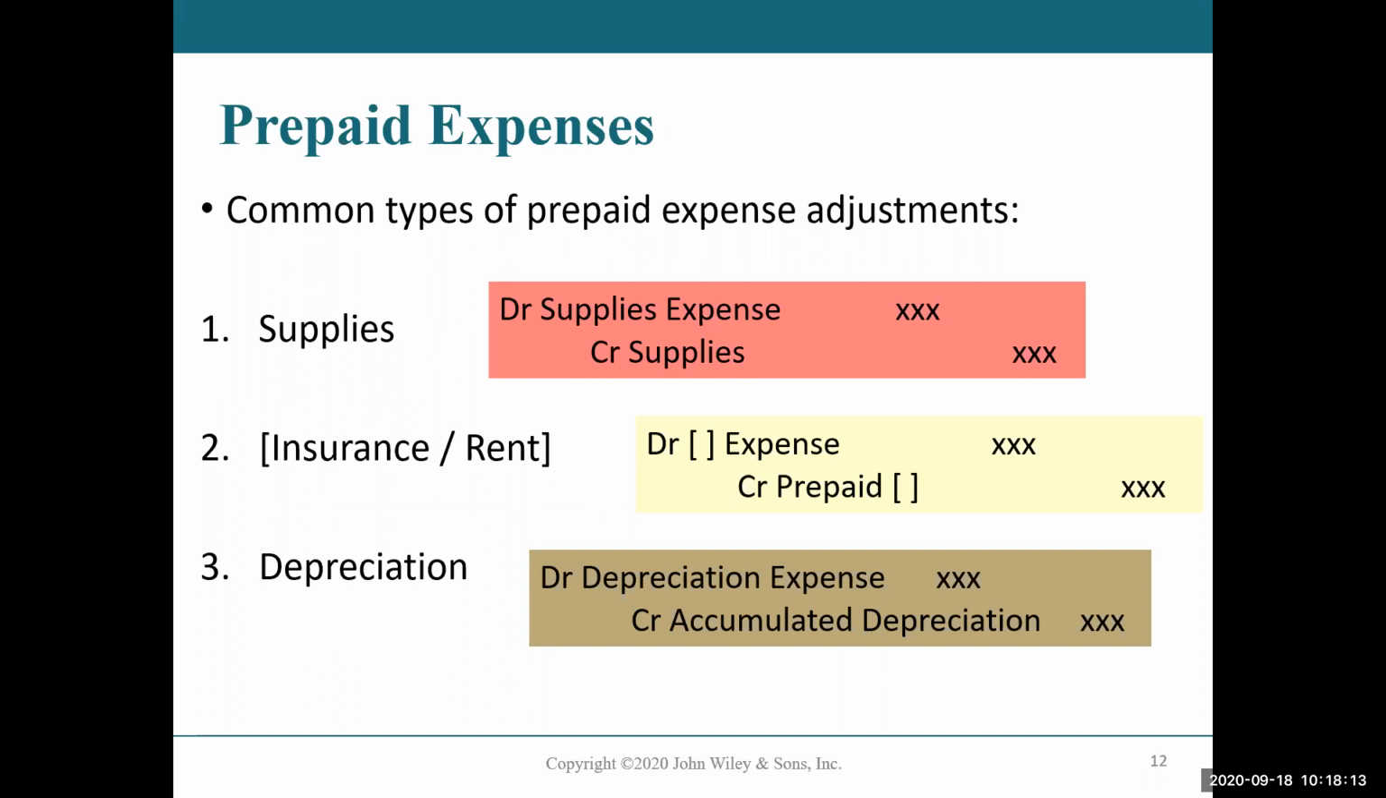So this is a very common example of prepaid expense journal entries and what they look like. Let's say you have your supplies. We debit supplies expense and we credit supplies. So that is an adjusting entry, where your supplies expense is going up and your supplies asset is coming down.